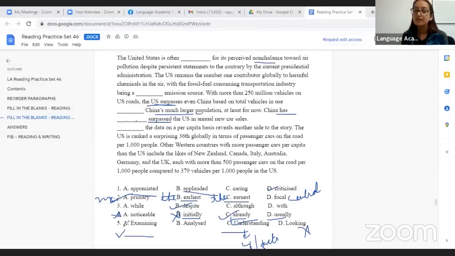So we cannot say "with" because we are talking about two different things. We are saying, okay, connect these two. The number of vehicles in US are more, dash, the population in China is more. You can say the number of vehicles in US is more, even after the population of China is more. Do you understand now? This is what the sentence is trying to say.